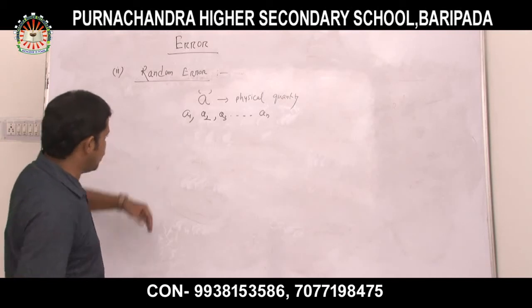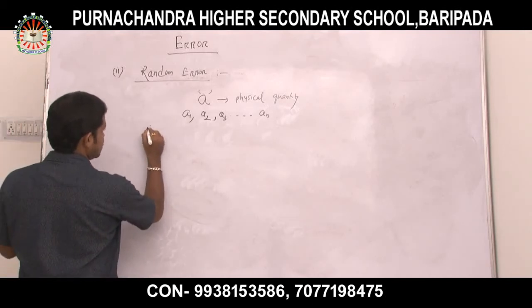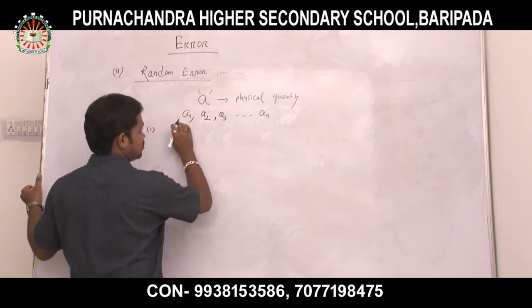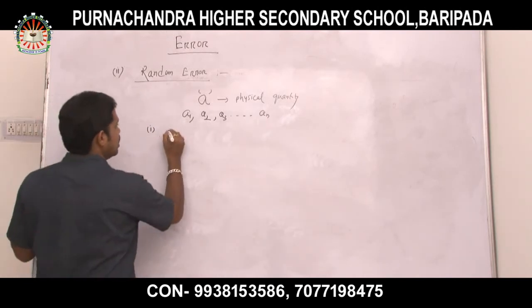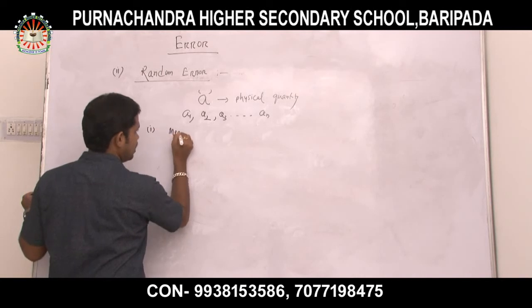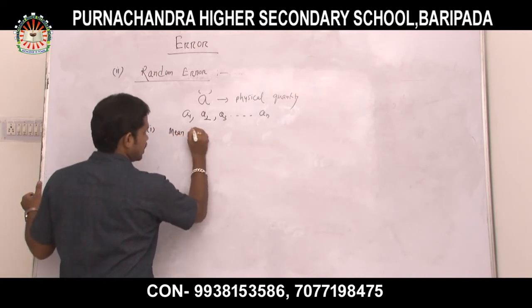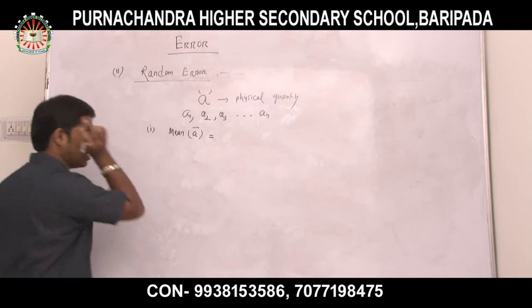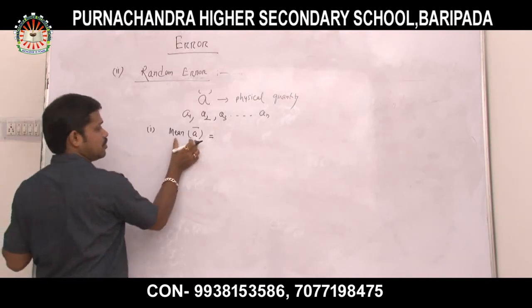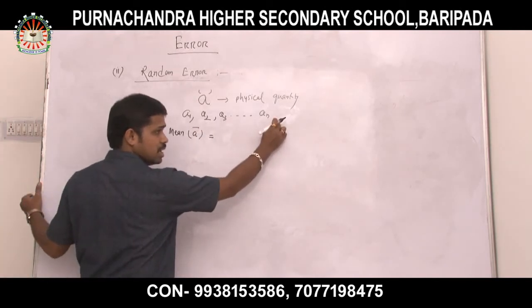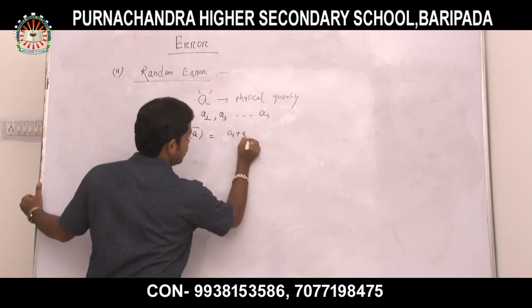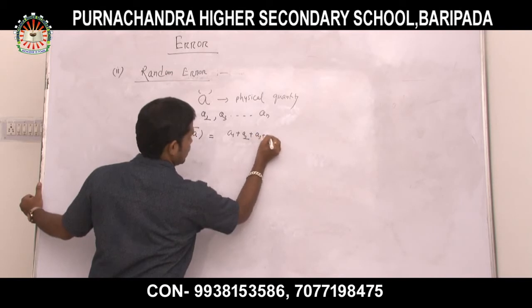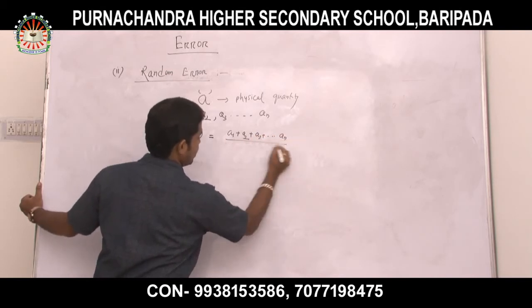Here, one by one, the first point we have to find out is the mean of these values. Let us name it A bar. Remember this step. First I have to find out the mean of the values of this experiment. So what is the formula? A1 plus A2 plus A3 up to AN divided by N.